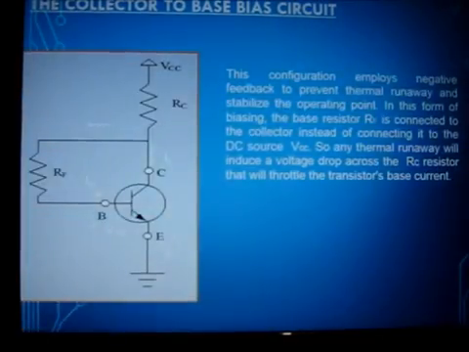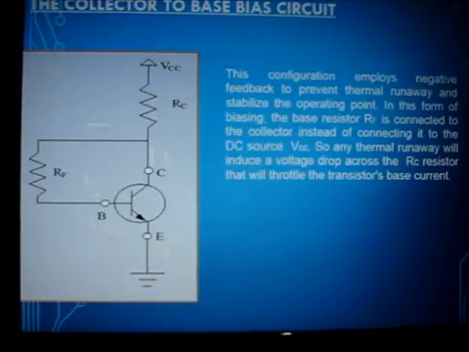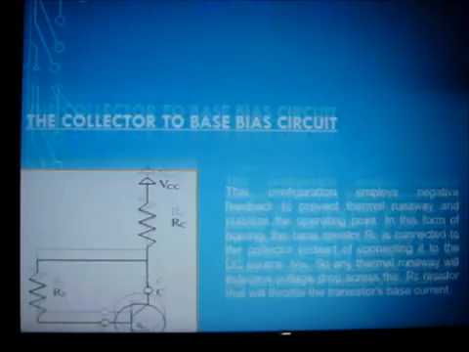Now the next part is the common collector part, that is, in this case, this is the general diagram of the collector to base bias circuit. This configuration employs negative feedback to prevent thermal runaway. Negative feedback is given for the thermal runaway. You can see the feedback path, the circular path. The base resistance RF is connected to the collector instead of connecting to the DC source VCC. So any thermal runaway will introduce a voltage drop across the RC resistor that will throttle the transistor base current.